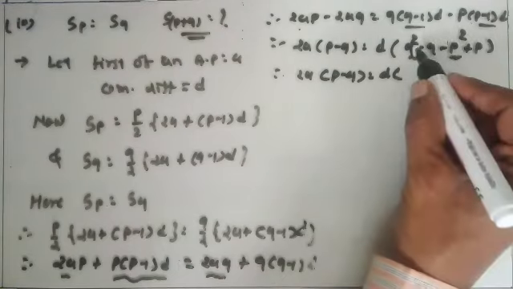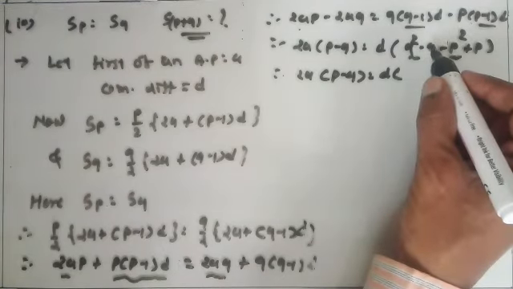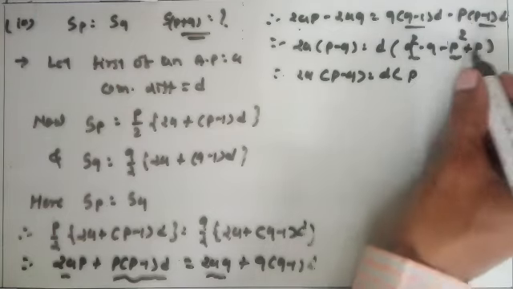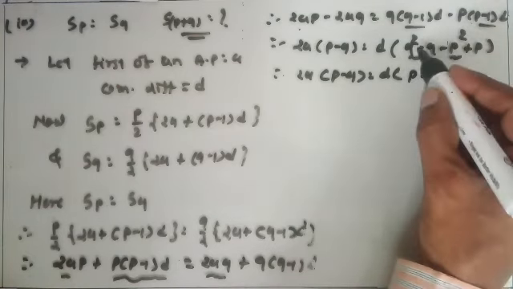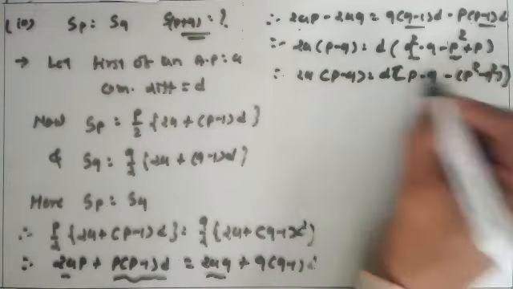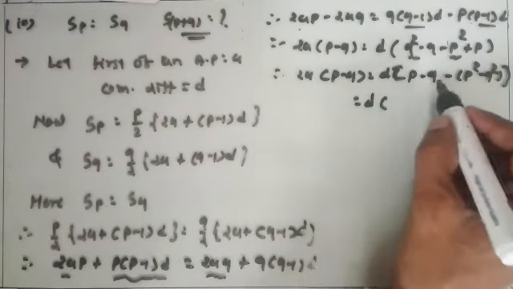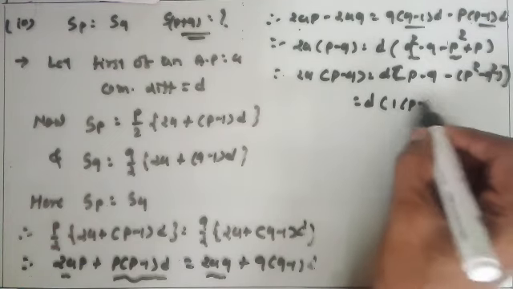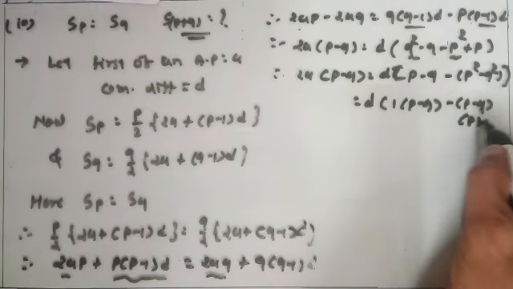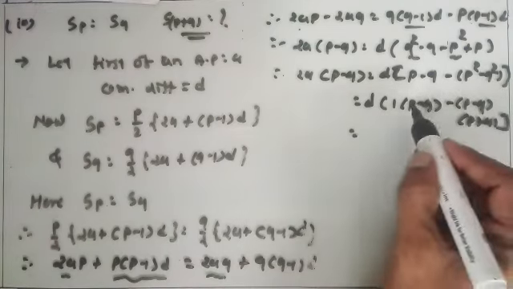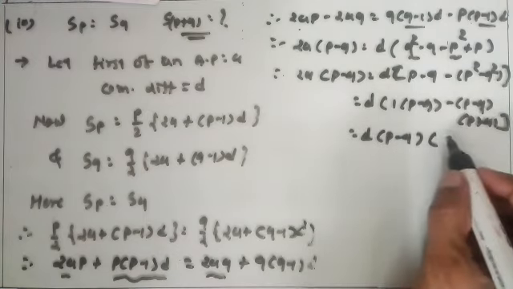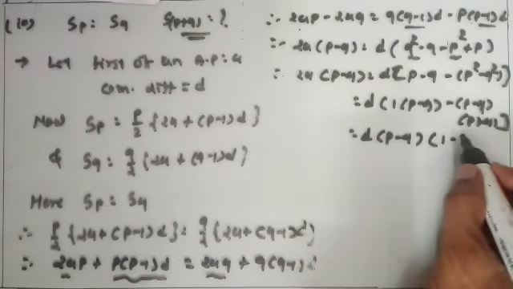The factor of this is Q minus P into Q plus P. Taking minus common, we arrange the terms: P minus Q, minus from these two terms, so we get P square minus Q square in the bracket, and this is equal to D into 1 times P minus Q, minus the factor P minus Q into P plus Q. Taking P minus Q common, we get D into P minus Q, and in the bracket the remaining term 1 minus P minus Q.